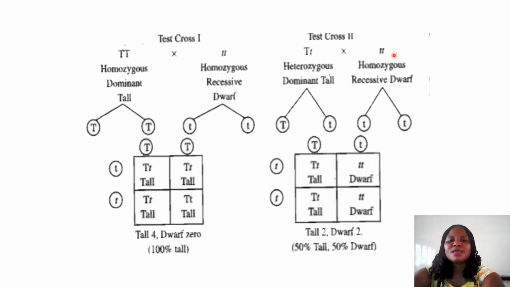We are crossing that one too with what? Homozygote recessive. Then after the cross, you realize that two of the offspring are tall, and two of the offspring are short. So this is how a test cross is done.